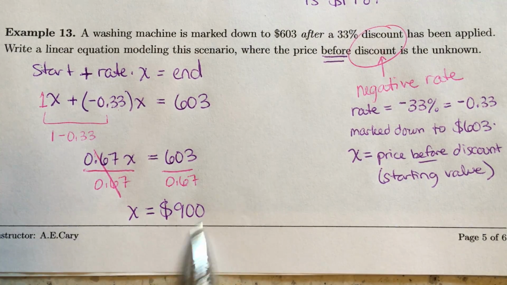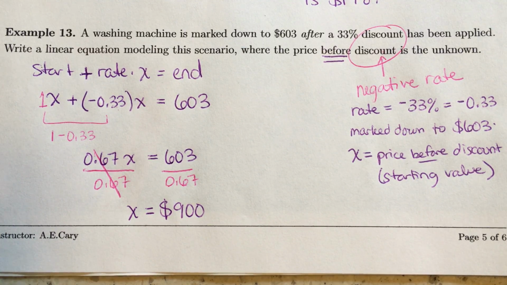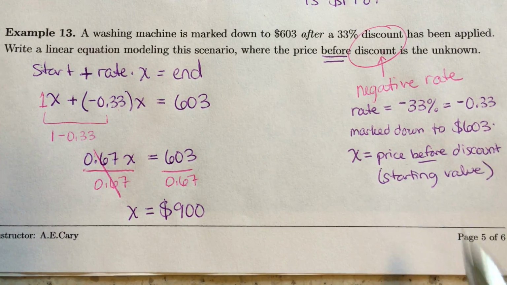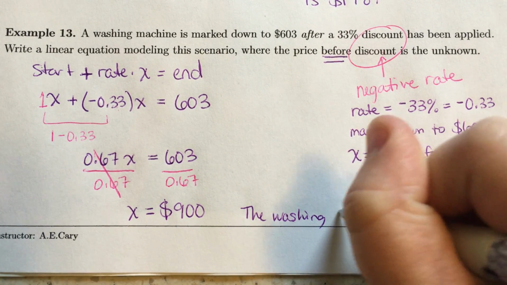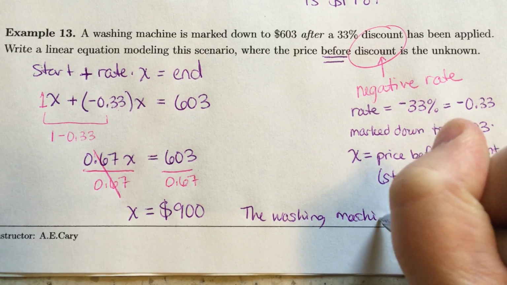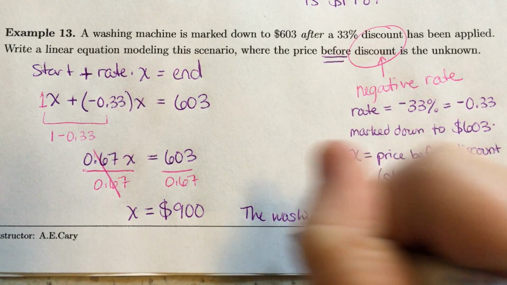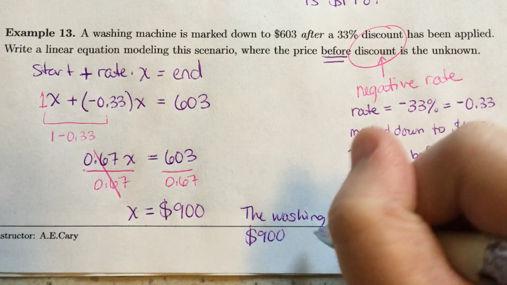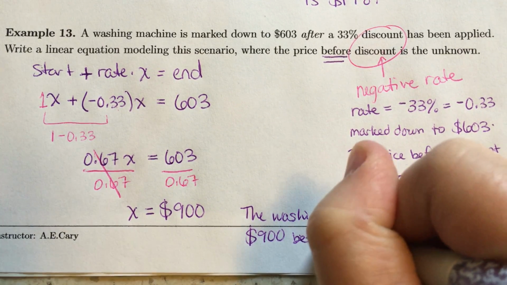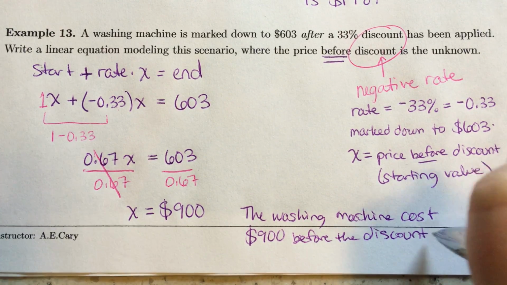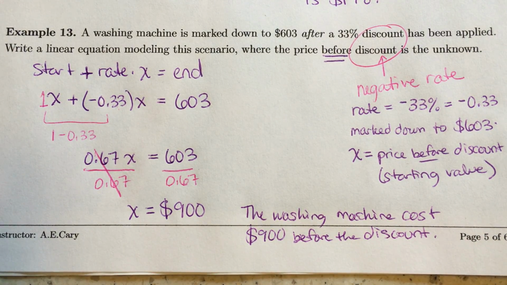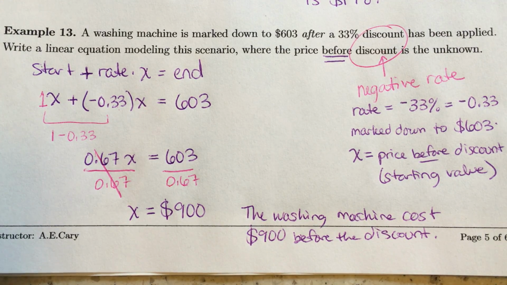And that's always confidence building when we get a nice round number like that. So what we just found is the price before the discount. So I'm going to write that the washing machine cost $900 before the discount. So hopefully that makes sense for how to deal with real-life applications that involve linear equations.